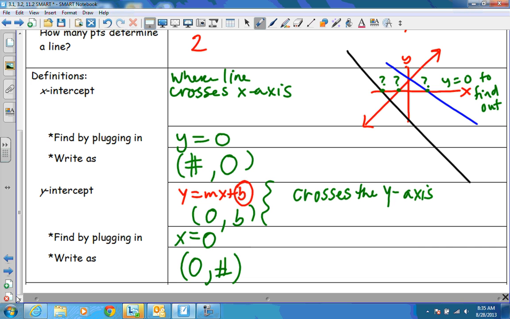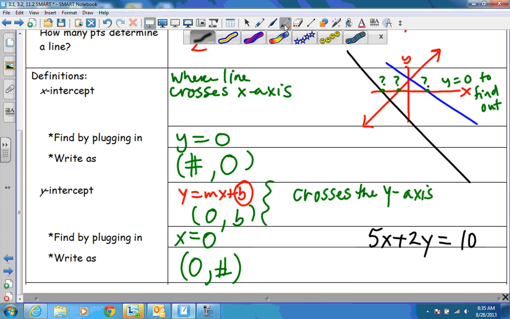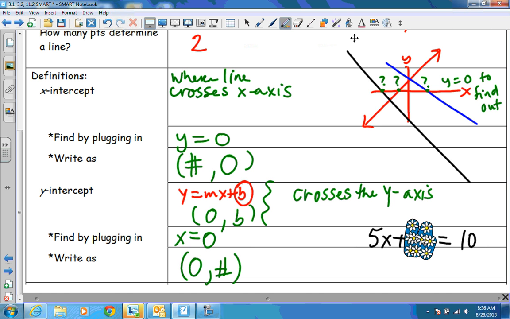And I don't know if you guys have heard of the cover-up method. Let's just say I had 5x plus 2y equals 10, right? If I wanted to, I could cover up. Let's cover it up with flowers. So if I wanted to find the x-intercept, when I plug y in to be 0, I cover that up, and what does x have to be? 2. So what's your x-intercept here? 2, comma, 0. Does that make sense?